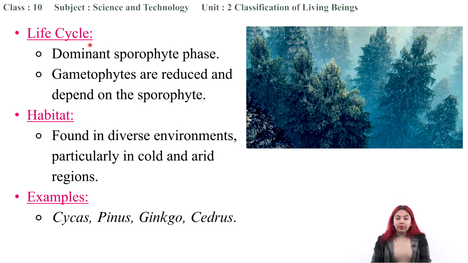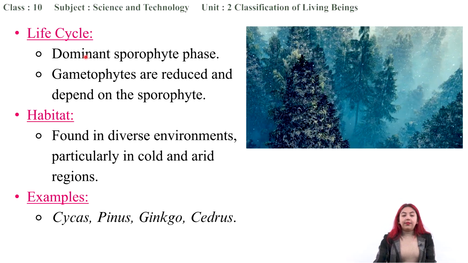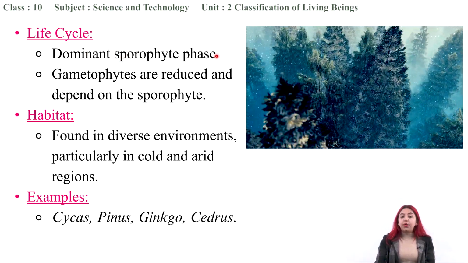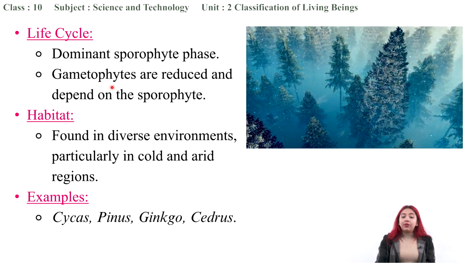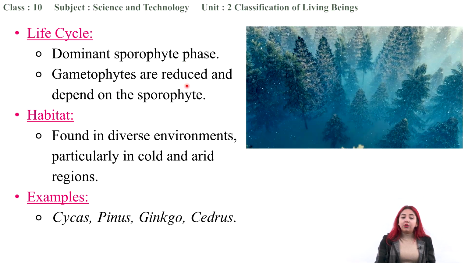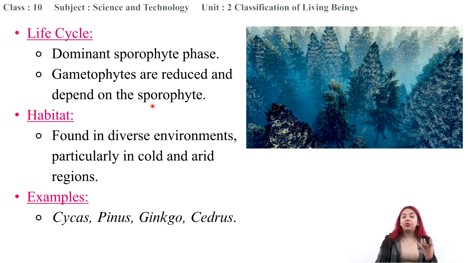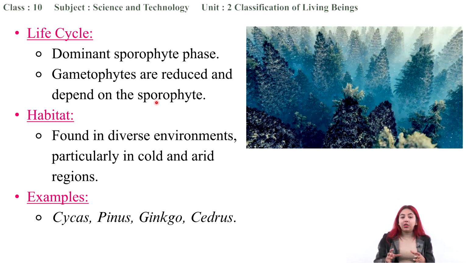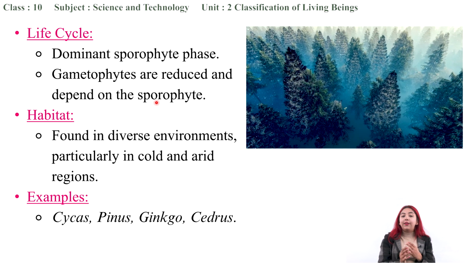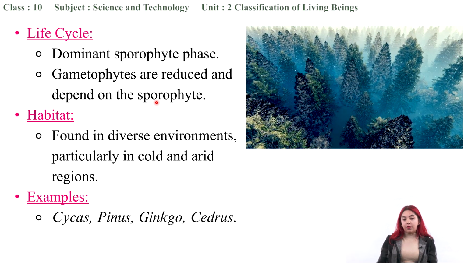Now in the life cycle of gymnosperm, the sporophyte phase is dominant, whereas the gametophyte stage is reduced and it entirely depends on the sporophyte. So we can say that the sporophyte phase is dominant in the life cycle of the gymnosperm.